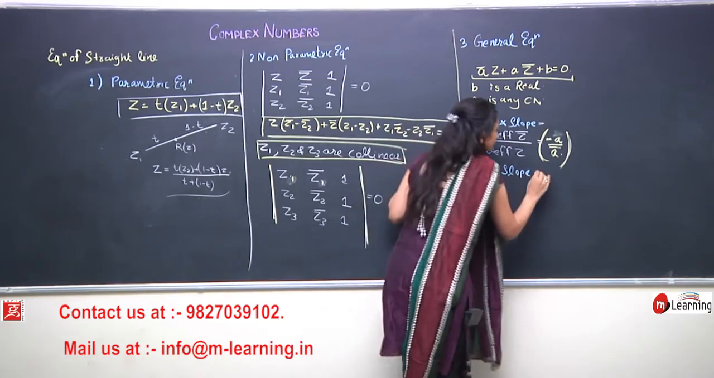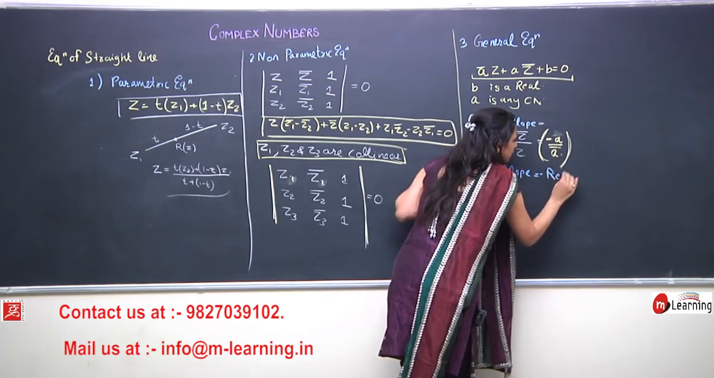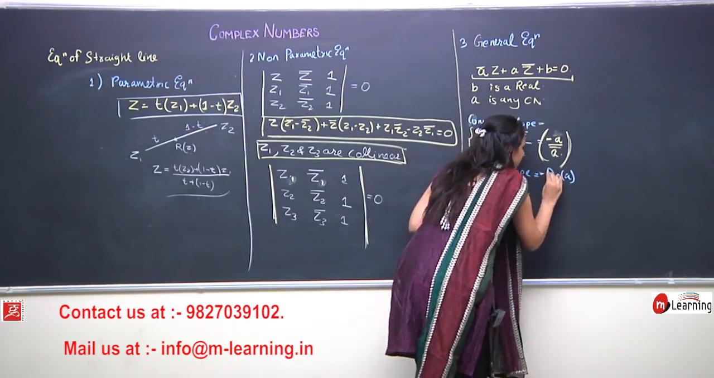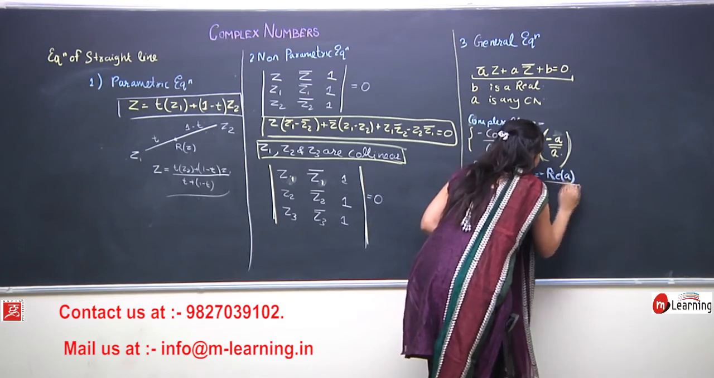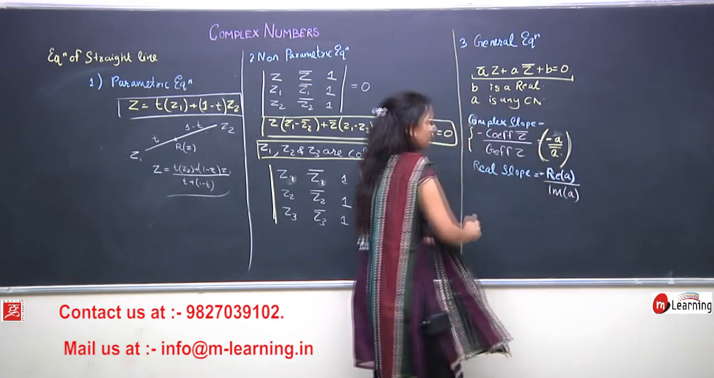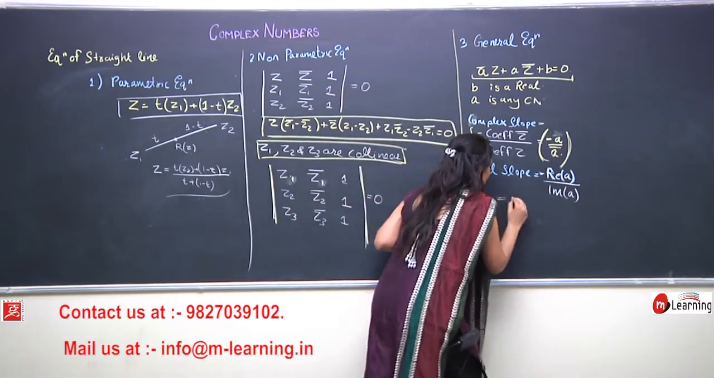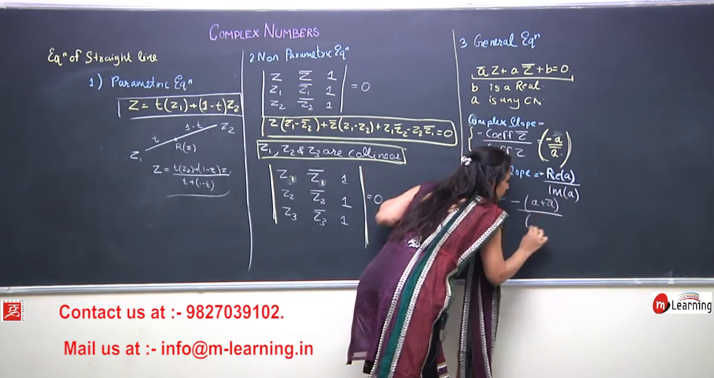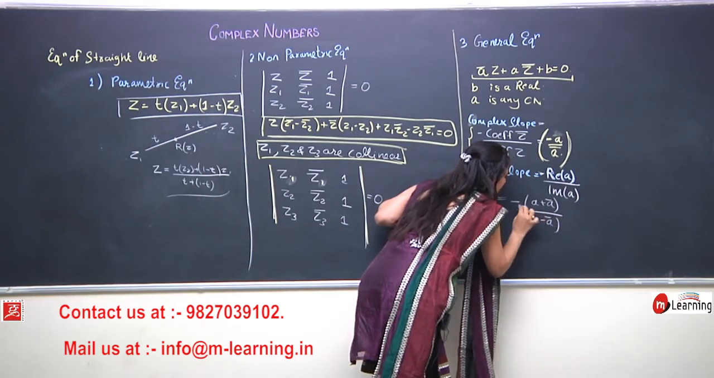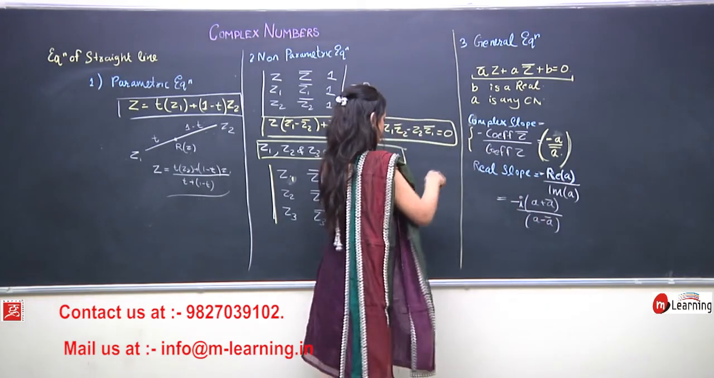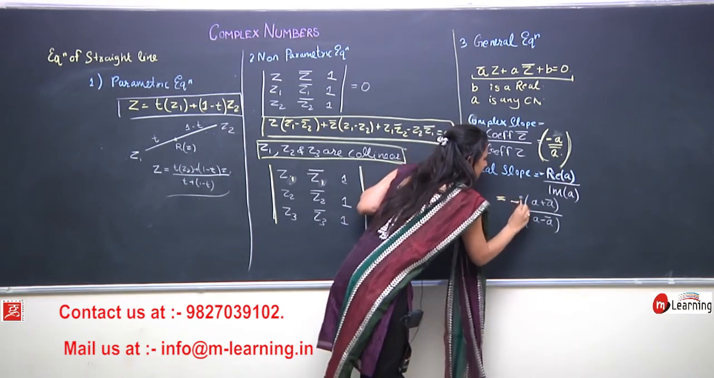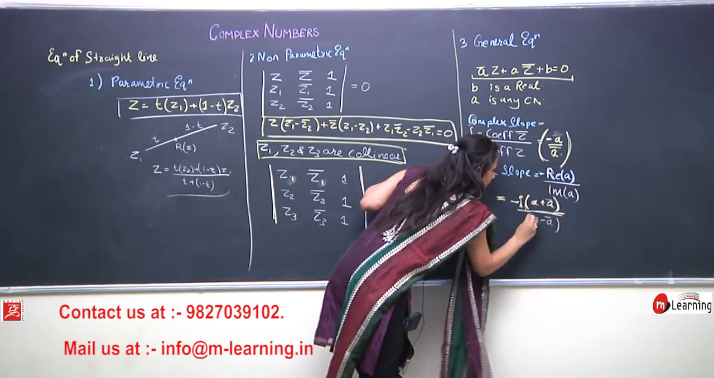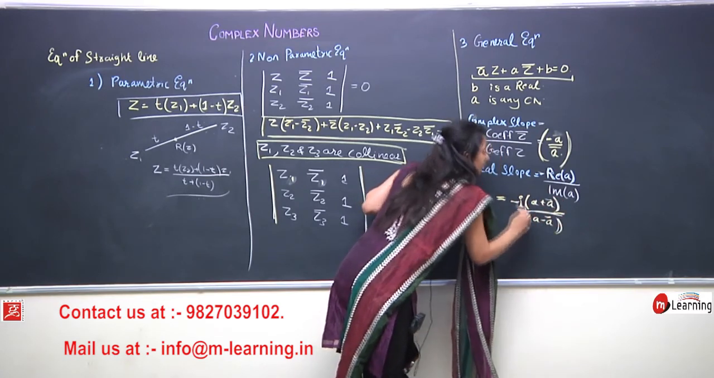And the real slope is defined as minus real of a upon imaginary of a. Now we all know that real of a can be defined as a plus a bar upon 2, and imaginary of a can always be defined as a minus a bar upon 2 iota. So this is the definition for the real slope, which is minus iota into a plus a bar upon a minus a bar.